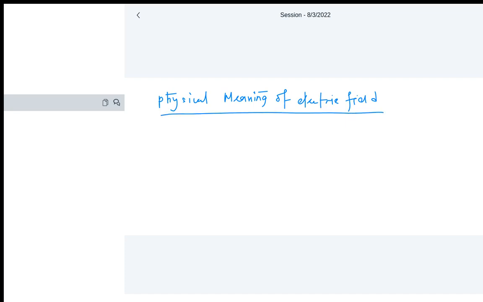Physical meaning of electric field. What is the physical meaning of electric field? Electric field is a vector quantity. Okay, it's always true, and that varies from point to point.